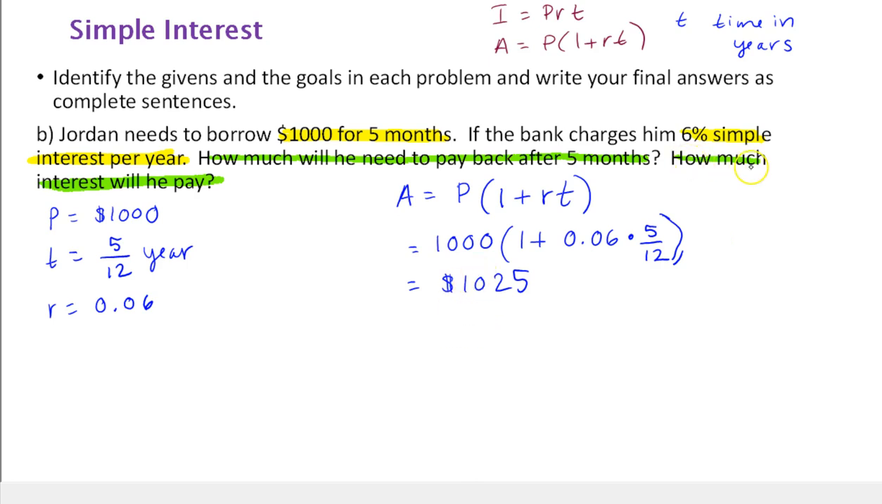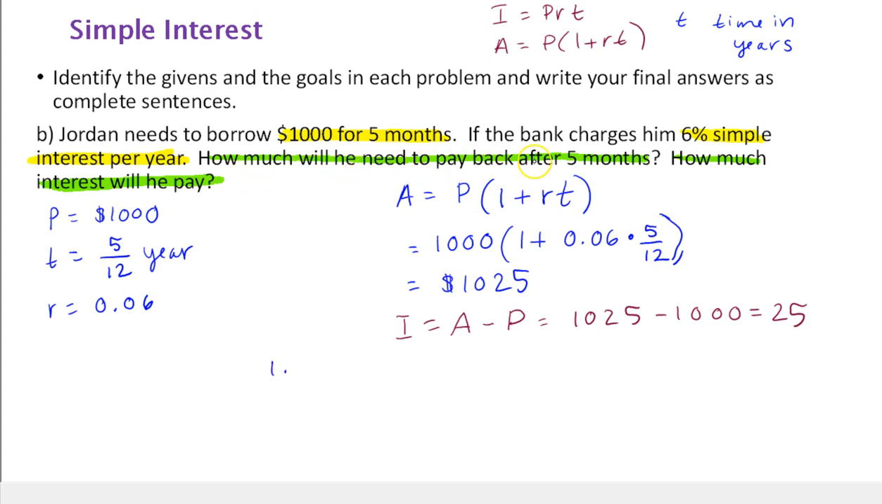If we want to determine the interest, let's use a simpler method. We could plug P, R, and T into the interest formula, but notice we know that his original principal that he borrowed was 1,000, and this is his future amount. Once you know one of these values, it's a little bit easier. You could take the total amount he pays back minus the amount he borrowed, because 1,000 of this is the original amount he borrowed. So this is 1,025 minus 1,000, which is $25.